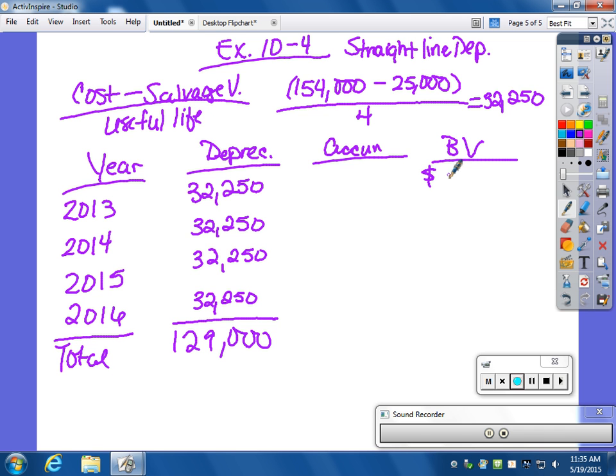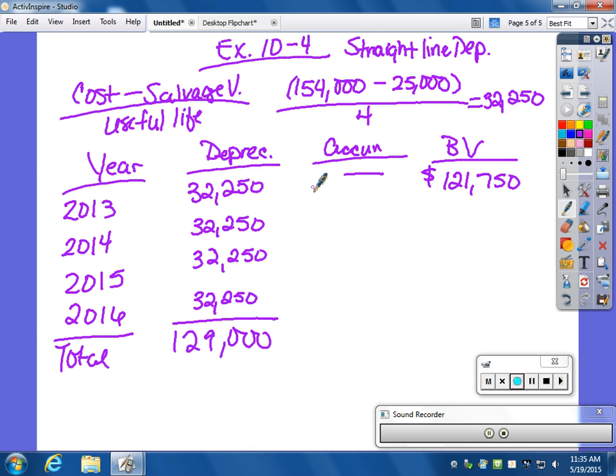154,000 minus the 32,250, which was the first year of accumulated depreciation. And your question was probably going to be, well, I thought we had to subtract salvage. We put it down here because we know we're working towards it. You can do it either way. It really doesn't matter.